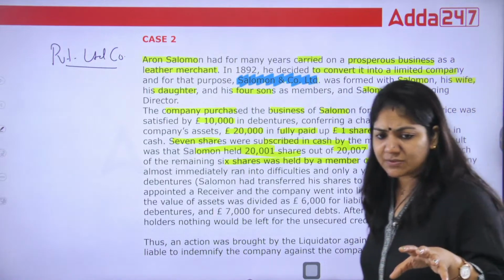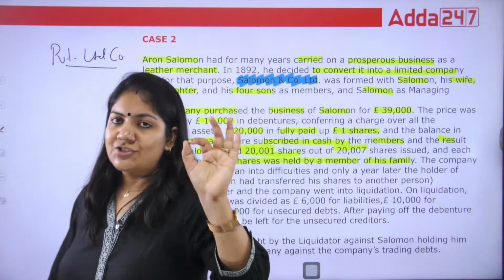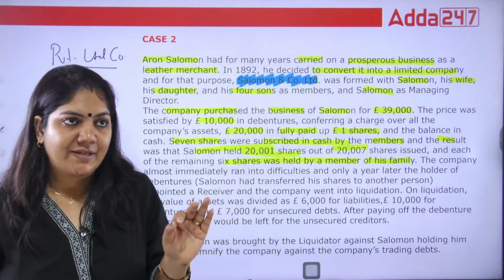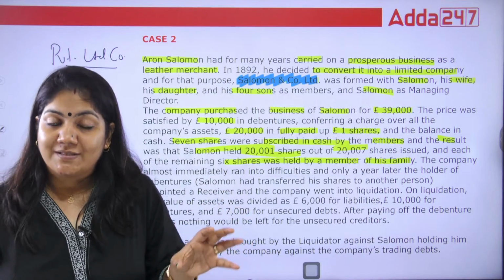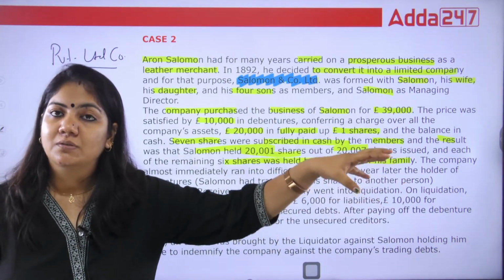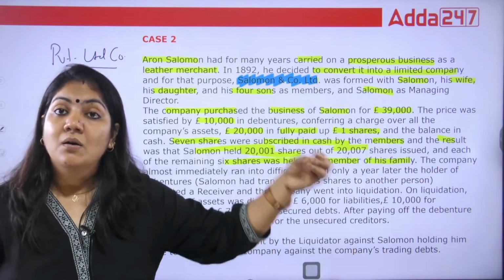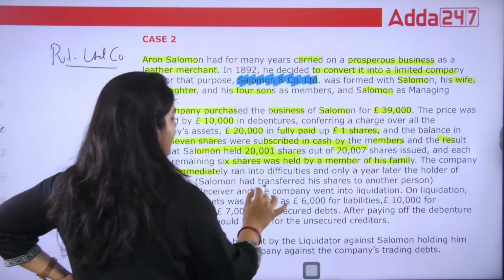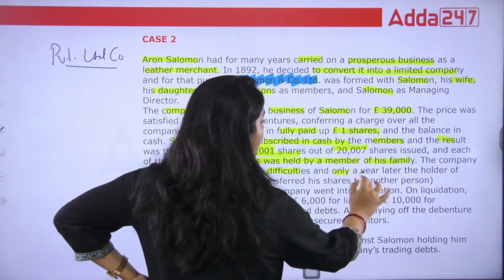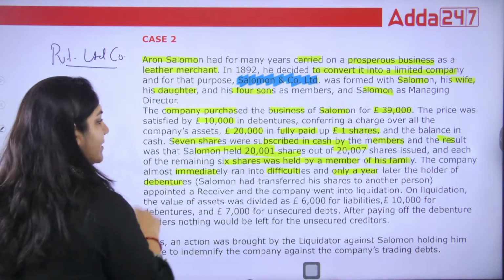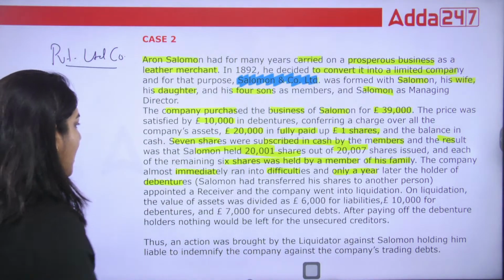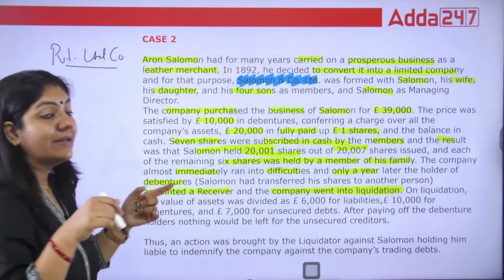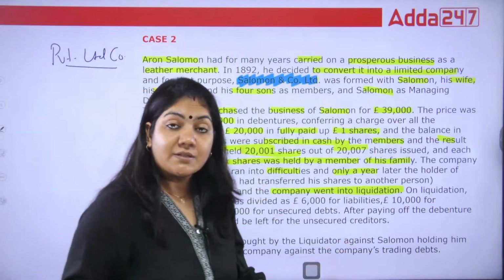family. In that particular case, shares are issued by the company. If any company wants to establish a business, they have to give shares to the members of the company so that the money can easily come in, right? The company almost immediately ran into difficulties, and only a year later, the holder of the debenture appointed a receiver, and the company went into liquidation.